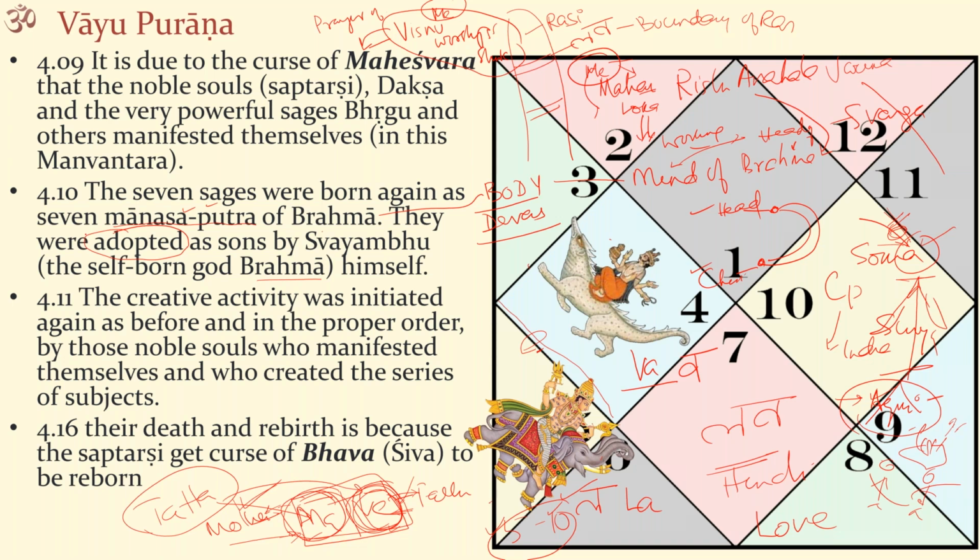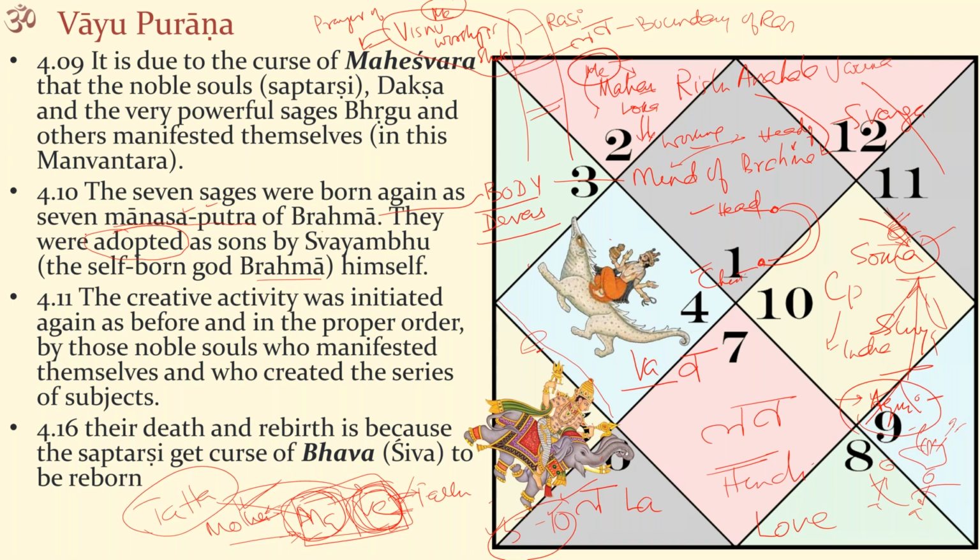And then they started manifesting these souls, other souls, through a series of subjects. Snake, bird, cow, dog, everybody they created. Their death and rebirth is because the Saptarishi get the curse of Bhava, that is Shiva again. Look at the names that are used, Bhava and Maheshwara. I want you to please comment on these names in the group, because these two names are very specifically mentioned in the Vayu Purana. So the Saptarishi are getting the curse of Bhava, that is why they have to be reborn. The rebirth is because of the curse of Bhava.